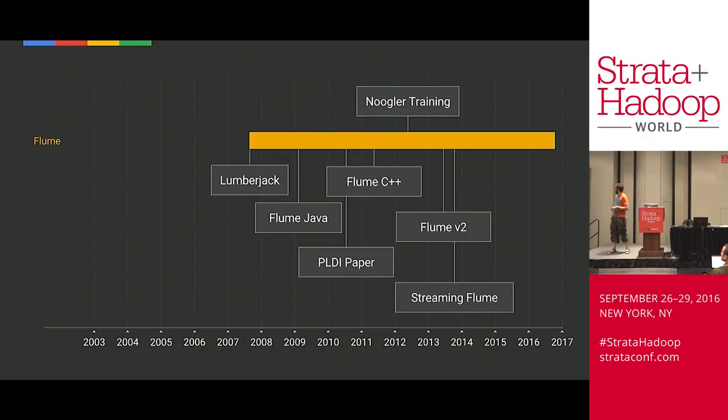2013 was when we first launched version 2 of Flume, which no longer used MapReduce as a backend. It uses its own custom backend for orchestration called Dax. And then, late 2013, we launched Streaming Flume, which was really sort of the precursor to Apache Beam. I'll talk more about that later.